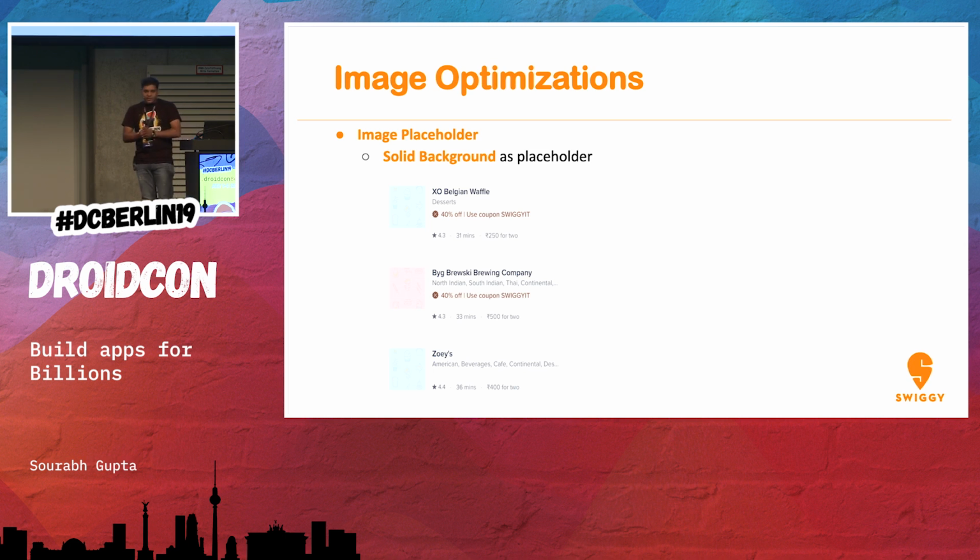Another optimization that we have done is that we show an image placeholder. So if you see, we have a solid background as a placeholder. We have one background image. We just change the color of it, a random color, and show it to the user until we download the image. We are also planning to match that background color with the color of the image. So that part is work in progress. We are planning to move to it.